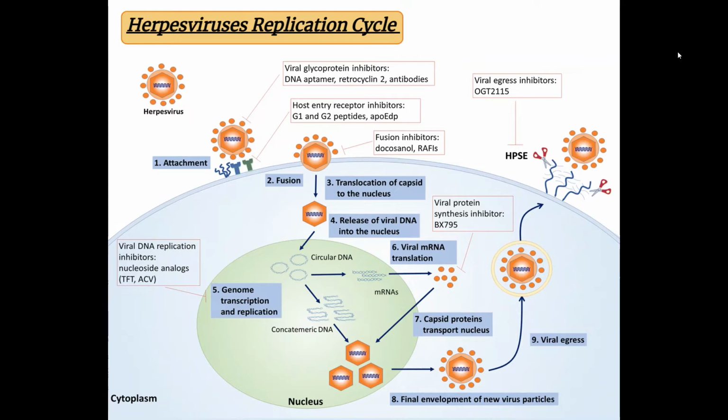Once it is over, we see the viral mRNA translation happen between the nucleus and cytoplasm. And once that translation is over and done, the capsid proteins are transported into the nucleus. Once transported back to the nucleus, we see the capsids forming around the genomes. And then the final envelopment of new virus particles is transferred out of the nucleus and allows for viral egress, which then releases its virions outside the host cell to allow for maturation.